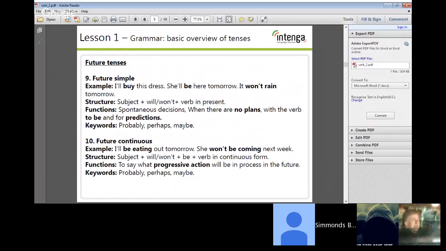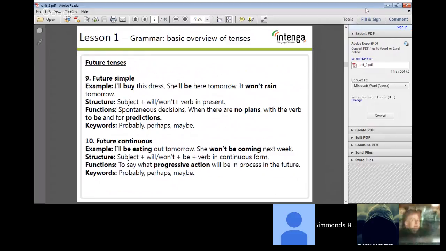Okay. 9. Future simple. Example, I'll buy this dress. She'll be here tomorrow. It won't rain tomorrow. 10. Future continuous. Example, I'll be eating out tomorrow. She won't be coming next week. All right, so very good.